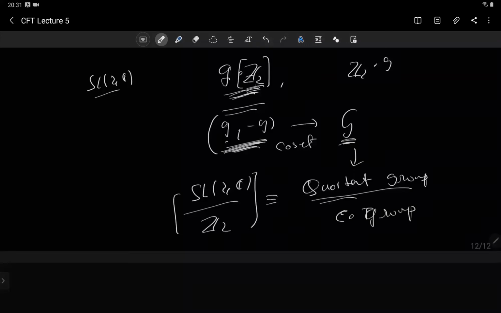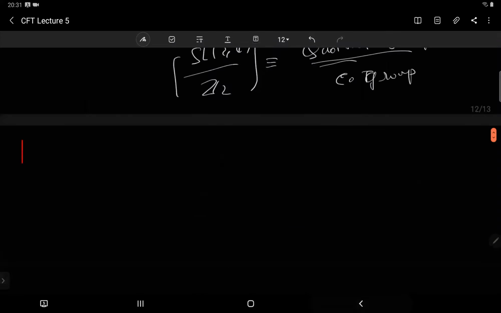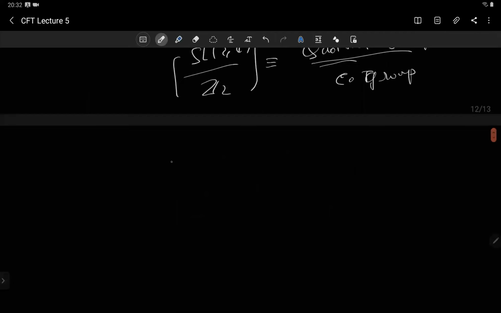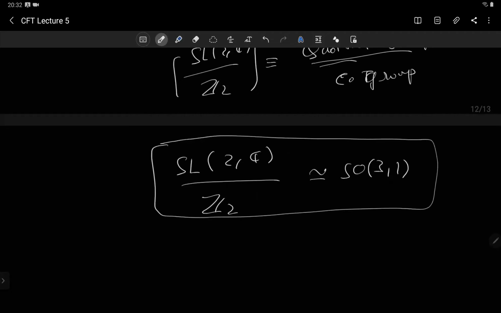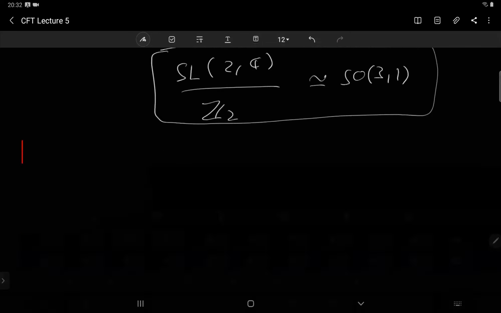But the conformal group we know is SO(3,1). So what we can say from here is that if you take this SL2C and you do the quotient group by the Z2, which is a normal group, this is isomorphic to SO(3,1). This is the result. Usually I wouldn't have said that, but since we have done the group theory class, that's why I'm saying these things.